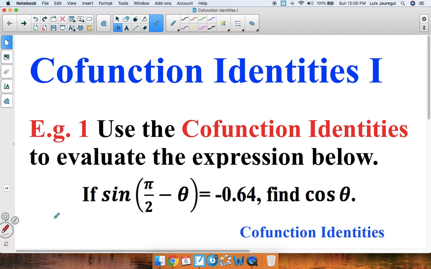Let's take a look at our first example. Use the cofunction identities to evaluate the expression below. If sine of pi over 2 minus theta is equal to negative 64 hundredths, find cosine of theta.